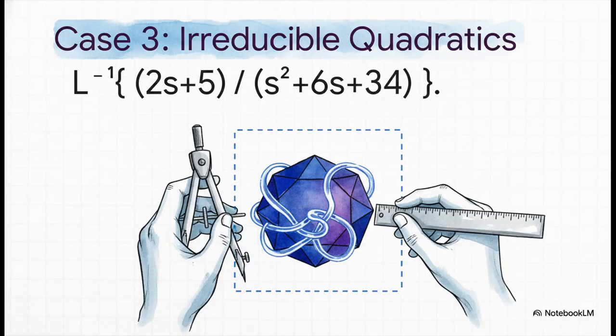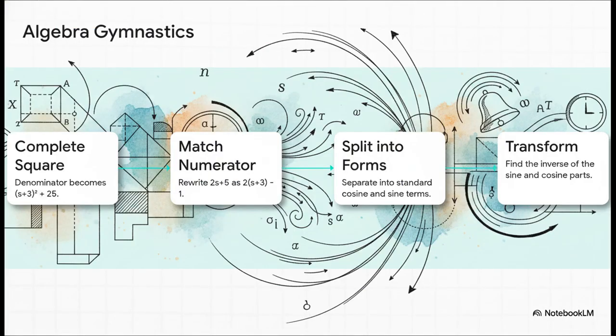All right, one last example, and this is the big one. What if you look at that denominator and you just can't factor it? It's an irreducible quadratic. This is when we have to pull out our final tool, and it involves some careful algebra, completing the square. Okay, this is where we do some real algebraic gymnastics.